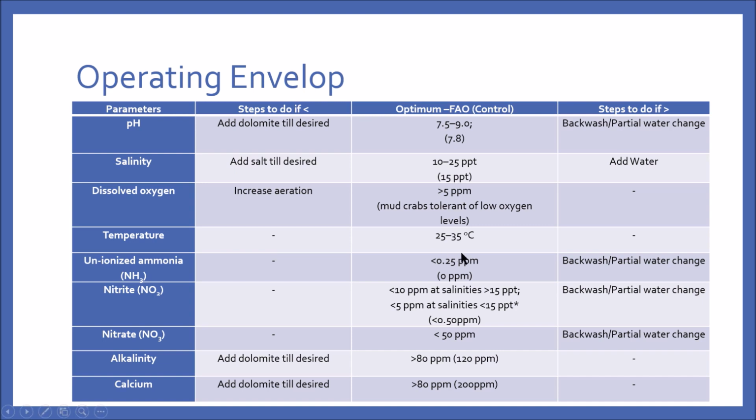Temperature. The optimum temperature we found is somewhere between 27 to 29 degrees Celsius. If the temperature is too low, your crabs will not molt that frequently.